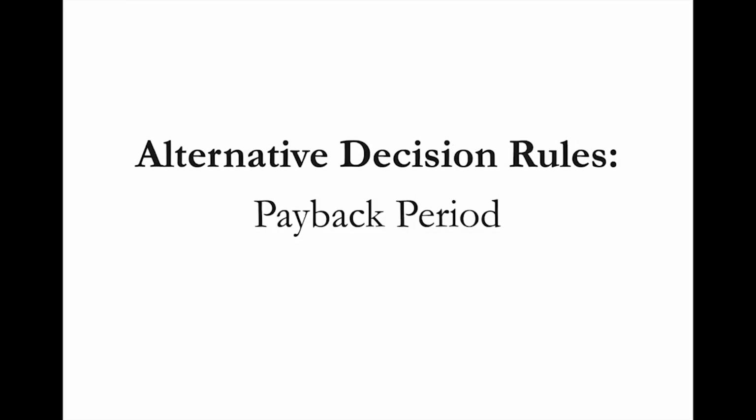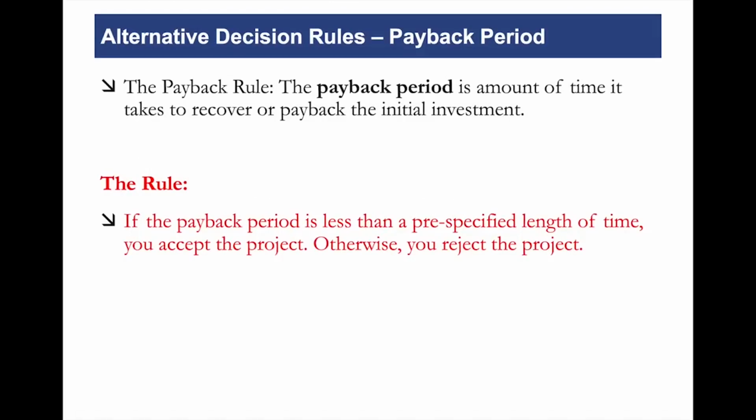So, alternative decision rules. The first alternative decision rule we're going to look at is the payback period. The payback period is a relatively simple rule. We don't need to worry about discounting cash flows when we use this rule. The payback period rule is the amount of time it takes to recover or pay back the initial investment. So the rule for the payback period is, if the payback period is less than a pre-specified length of time, you accept the project, otherwise you reject it.